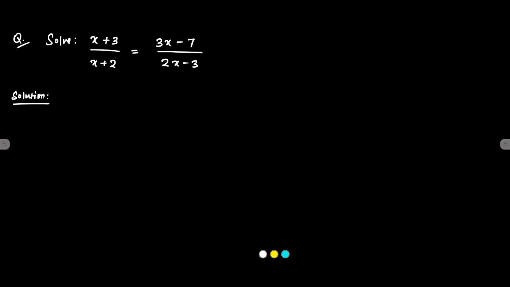Okay, so here is another question on solving quadratic equations through factorization method. So it is given, solve the given equation which is given by (x plus 3) by (x plus 2) is equal to (3x minus 7) by (2x minus 3). Now here it is entirely different from the format of equations which we have solved previously. Here the quadratic equation is not given directly.